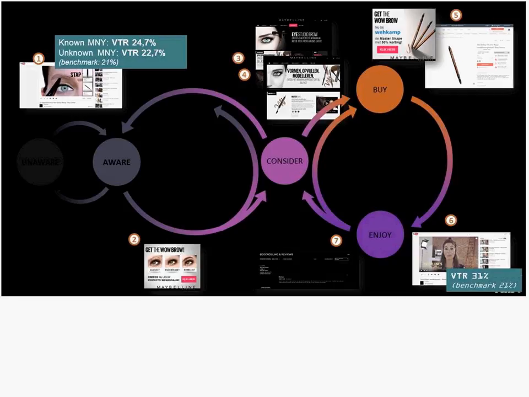In step 2, high-impact display ads across all screens show the different brow problems that Maybelline offers a solution for. Those were shown to people that viewed the video in step 1. Actually, complete video.